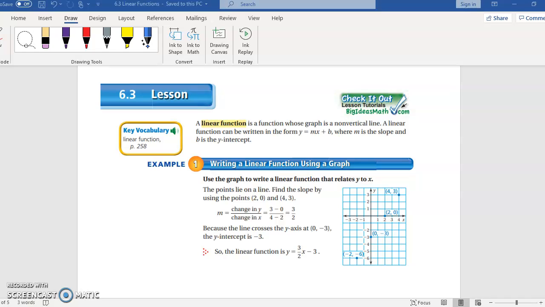A linear function can be written in the form of y = mx + b, which is exactly what we learned in chapter 4. And remember that m is where you plug in your slope and b represents your y-intercept.